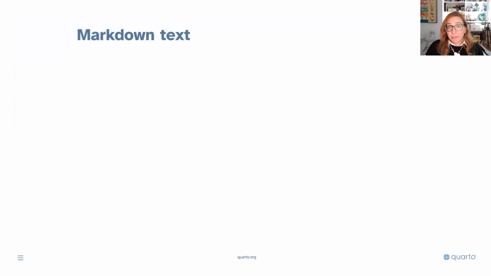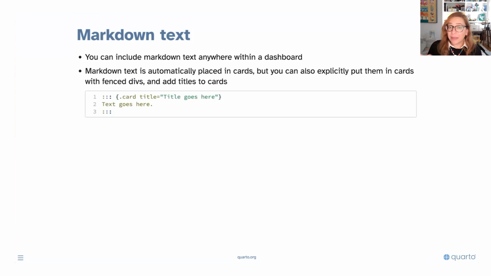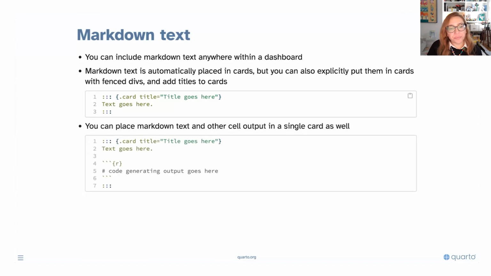And let's talk a little bit about markdown text. You probably want to keep markdown text to a minimum because people don't necessarily tend to go to dashboards to read a lot, but you can include markdown text anywhere within your dashboard. It's automatically placed in cards, but you can also explicitly put them in cards with fence divs as well. And when you do that, that allows you to add titles to your cards too. You can place markdown text and other cell output in a single card as well.